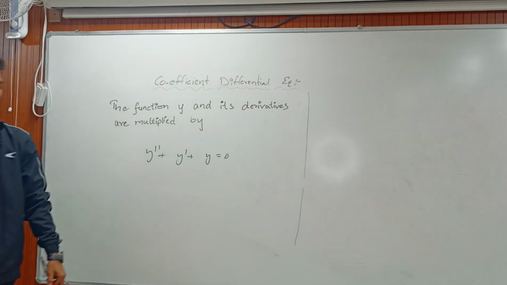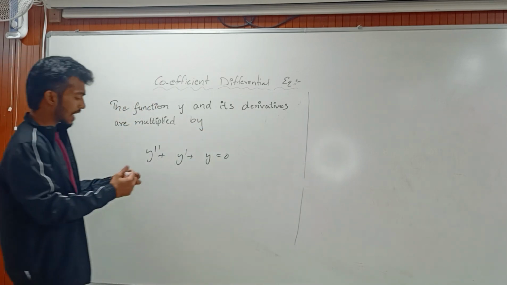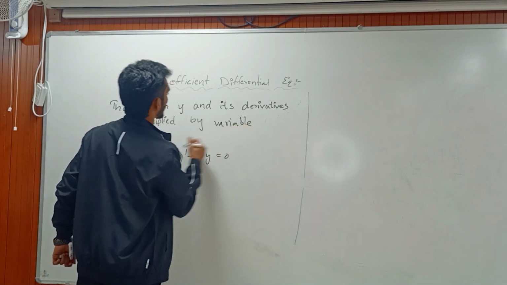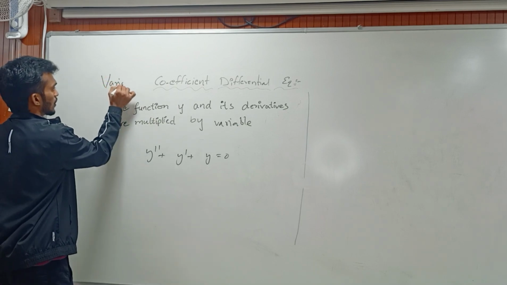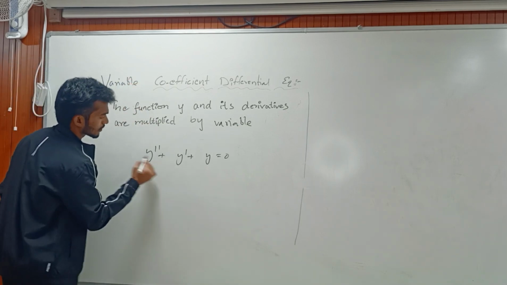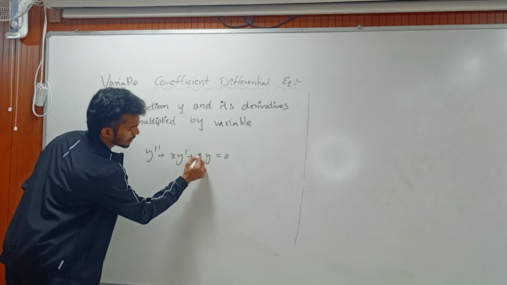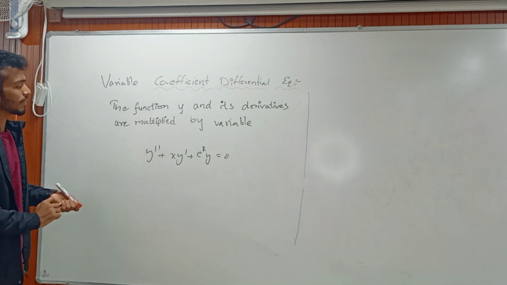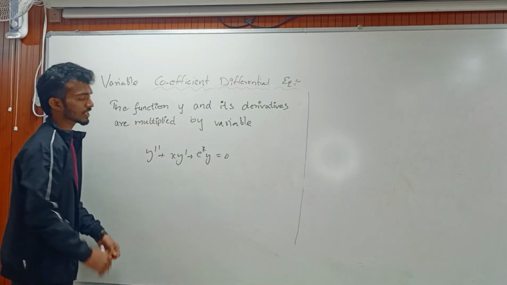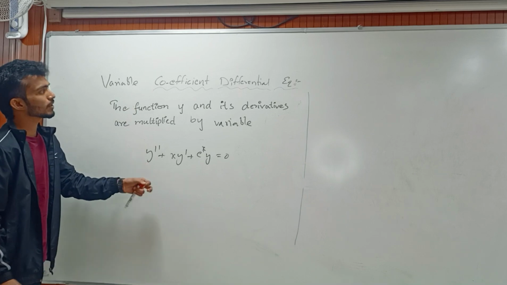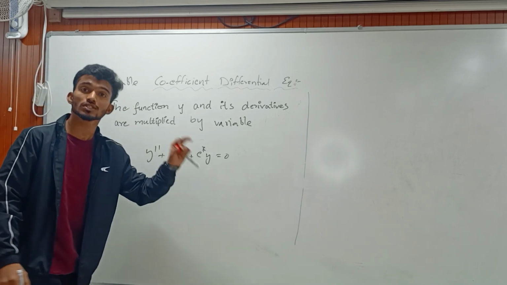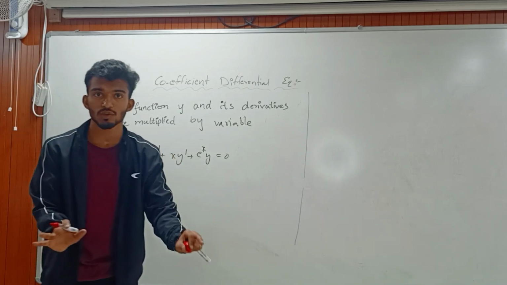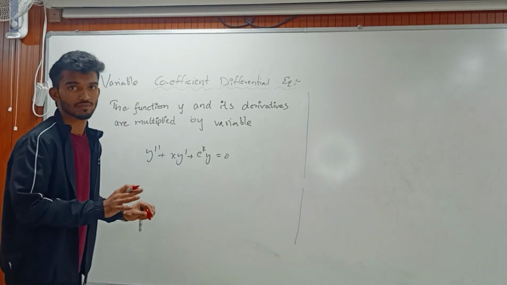That's it. The function of y and its derivatives are multiplied by variables. I will write x here and e power x. So this equation y double dash plus x y dash plus e power x y equal to 0 is a variable coefficient differential equation. For constant coefficient differential equations and for variable coefficient differential equations, there are separate methods to solve them.